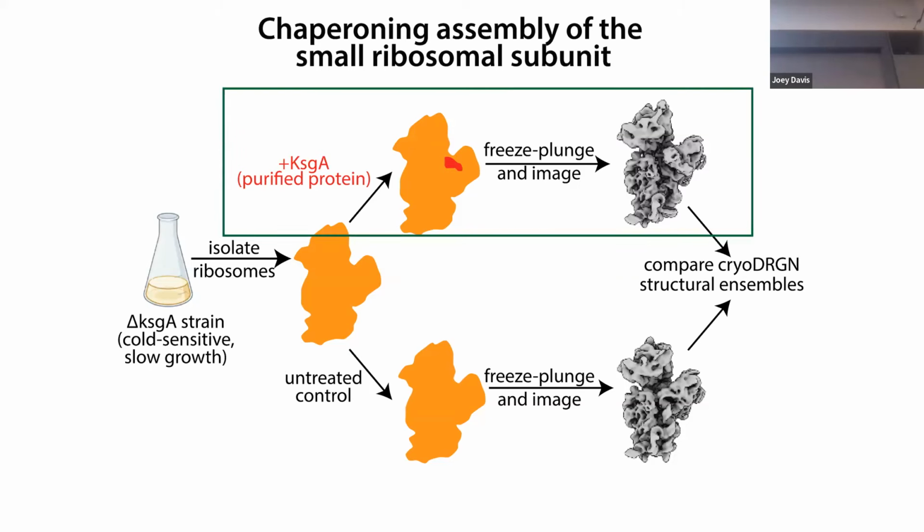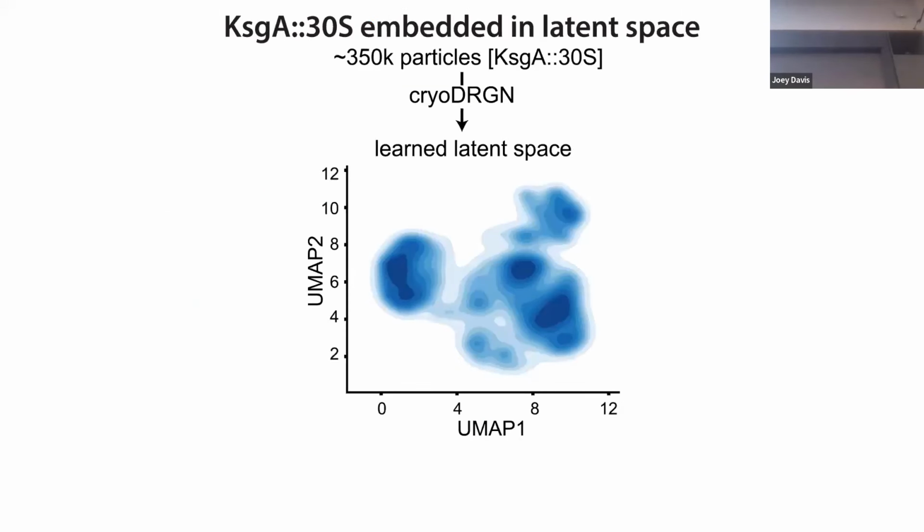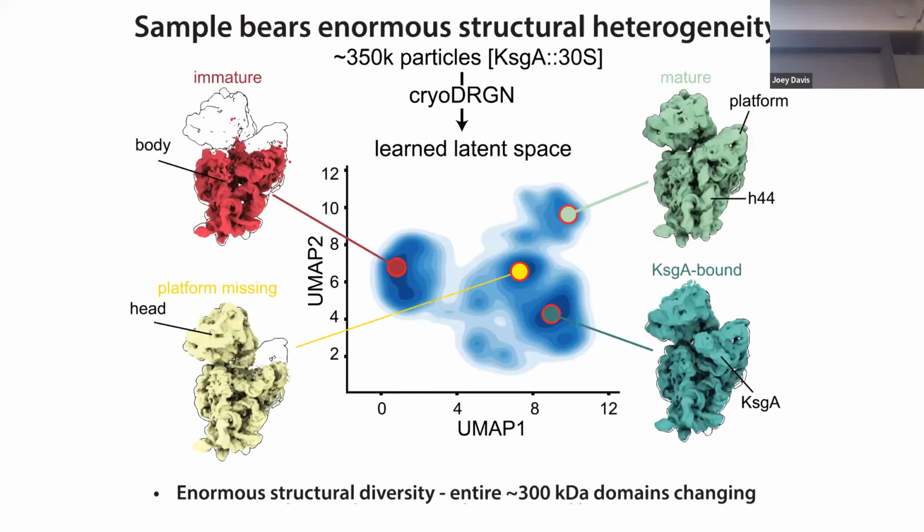So we first consider the KsgA treated sample. This is the learned latent space. You can see that it's highly featured. There are very highly populated states. And just to give yourself a sense of scale, when a domain like this is missing, that's something on the order of 300 kilodaltons. So that's like 4 or 5 proteins and a huge swath of RNA. So this is extremely heterogeneous. But to the question that was asked earlier, it's using the body of the particle to drive the alignments.